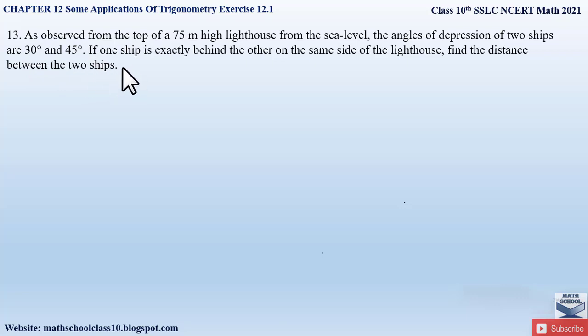So let us first draw the figure and then let us solve the problem. So we have a 75-meter high lighthouse from the sea level. So let us first draw the sea level. Okay, so from this sea level we have a 75-meter tall lighthouse. Let us name this as AB, which is 75-meter tall. So the angle of depression of two ships are 30 degree and 45 degree from the top of this lighthouse.